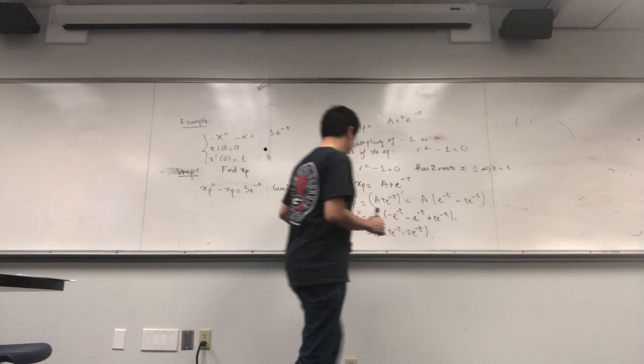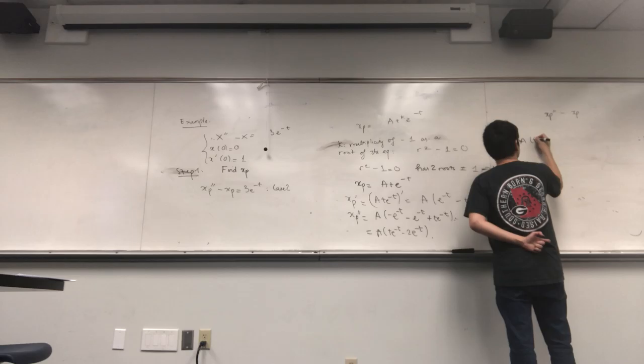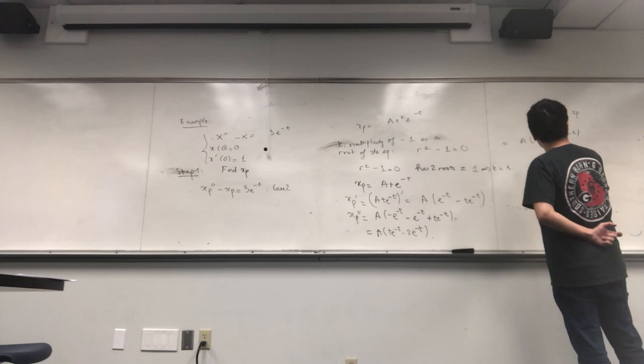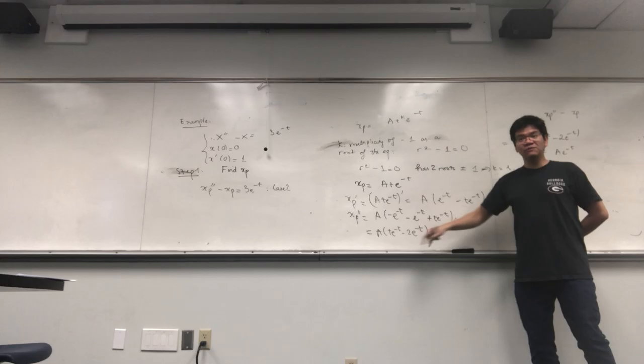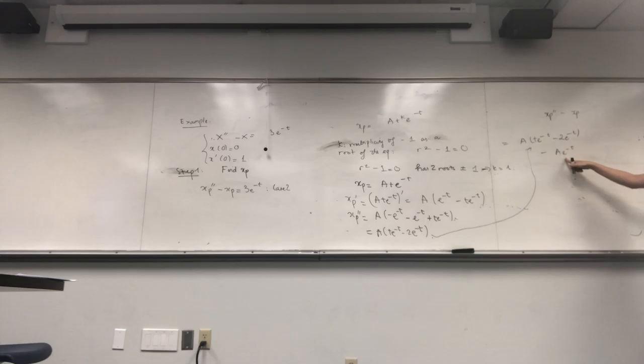So we are going to combine everything. You take x_p second minus x_p. This gives you A times t e to the power minus t minus 2 e to the power minus t, and then the other guy is minus A t e to the power minus t. The next step is to replace everything that we found into the equation. This value I'm going to put here because this is x_p second, and this is minus x_p. So I just have to put this form here.